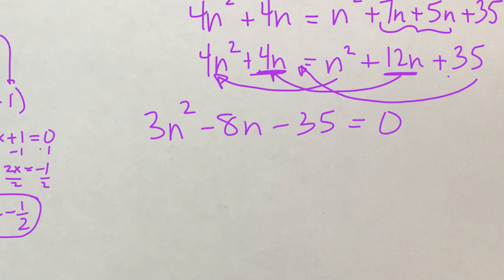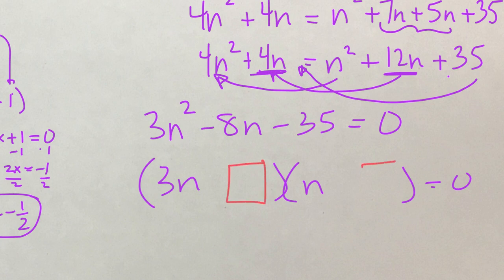So here we have this crazy quadratic, and I am looking for my first coefficient to be 3n, and my second coefficient to be just n. Now the numbers that go here and here have to multiply together to give me negative 35. So that looks like negative 5 and 7, or 7 and negative 5. I need to arrange negative 5 and 7 in my boxes such that when I do my FOIL, my outside and my inside, I get negative 8 as my answer.